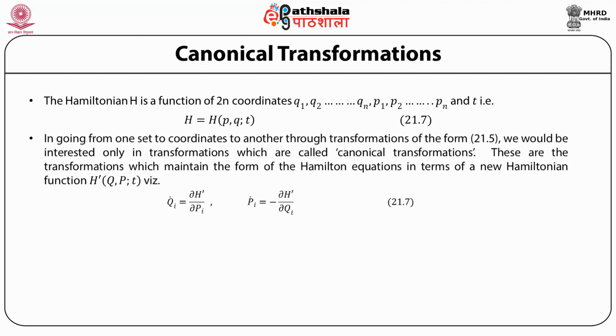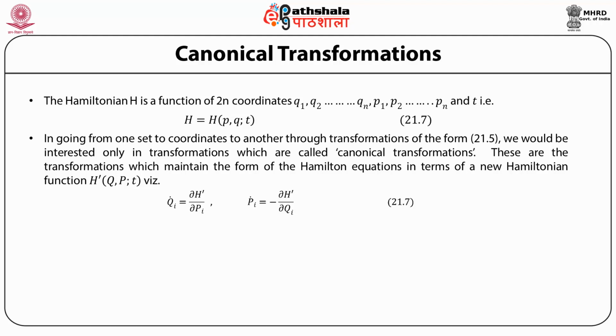So in going from one set of coordinates to another through a transformation, which we defined earlier, we would be interested only in transformations which are called canonical transformations. These transformations maintain the form of Hamilton's equations in terms of the new Hamiltonian function H prime, which is a function of the new coordinates and new conjugate momenta, that is capital Q, capital P and t.